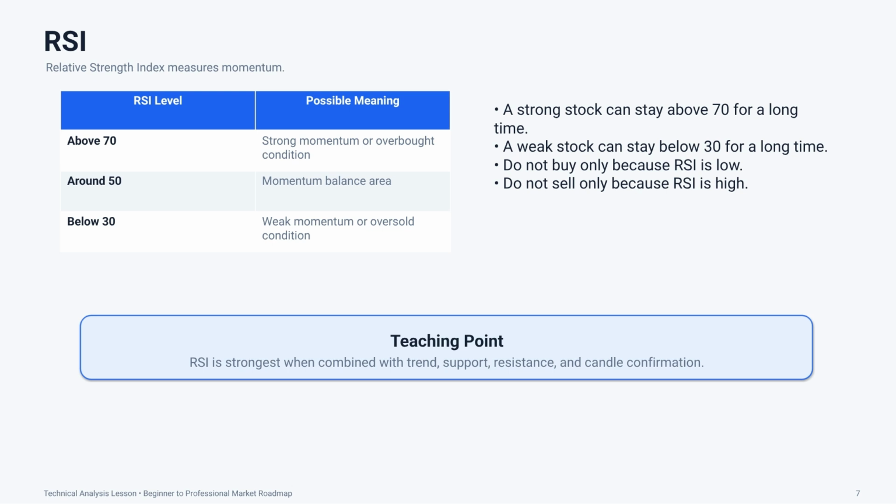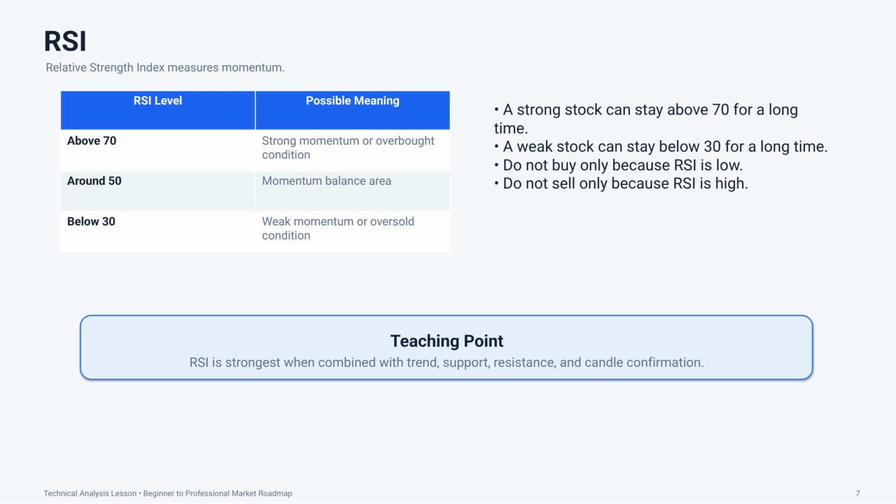When RSI is around 50, that is the balance area. It means momentum is not extremely strong or extremely weak. Traders often watch the 50 level to see if momentum is shifting from bullish to bearish, or bearish to bullish. When RSI is below 30, it can mean weak momentum, or it may be oversold. But again, we must be careful.